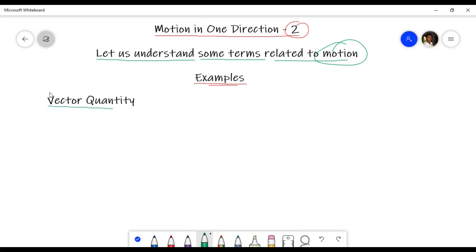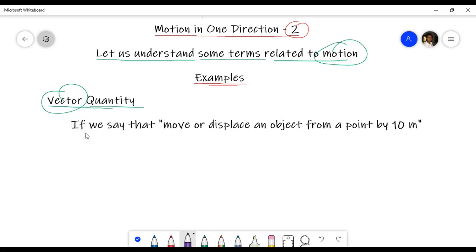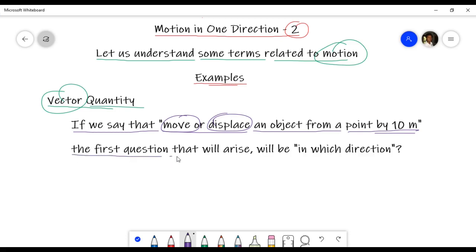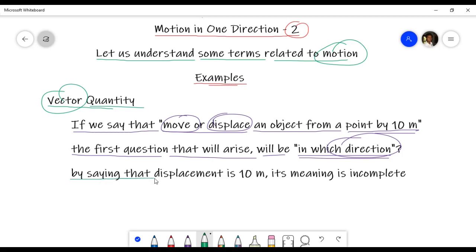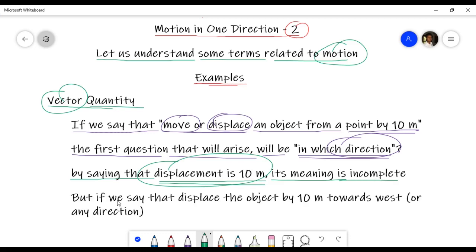Let's talk about vector quantity. Suppose we say, move or displace an object from a point by 10 meters. The first question that would come to your mind is, in which direction? By saying that the displacement is 10 meters, its meaning is incomplete. What makes its meaning complete?